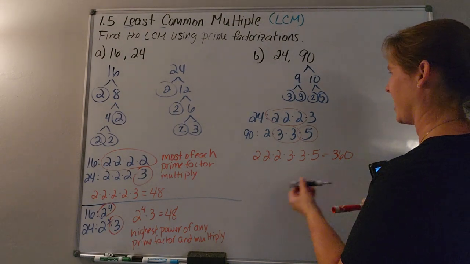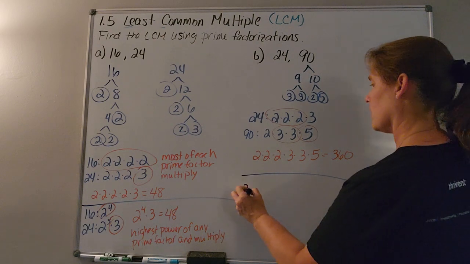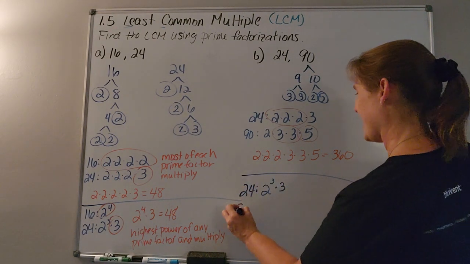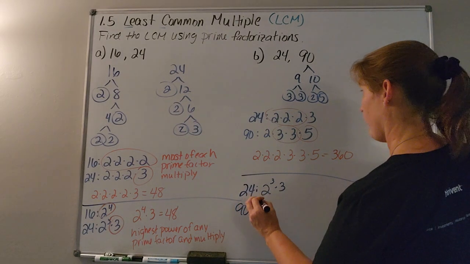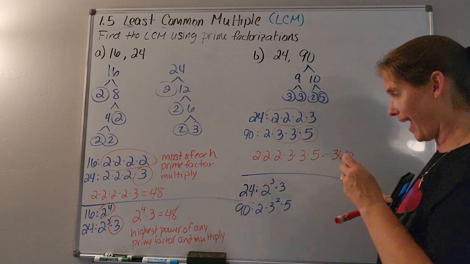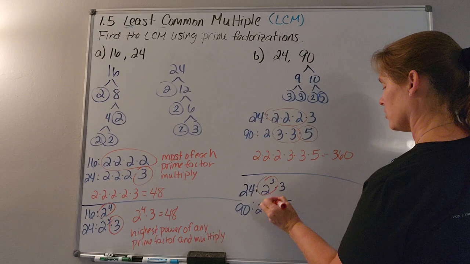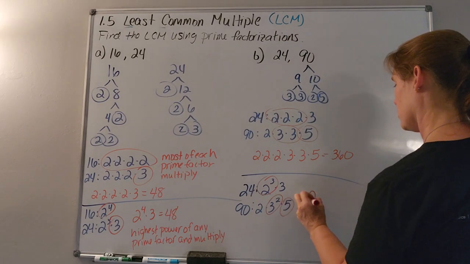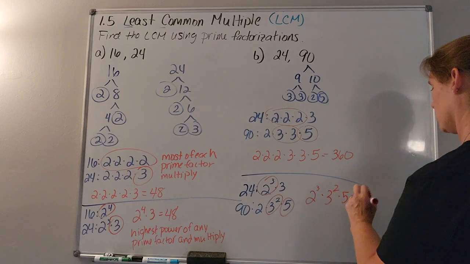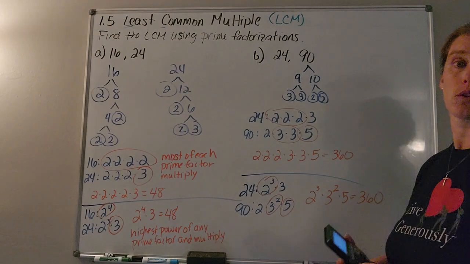Or if you say, hey, I like that whole writing things as powers, that made some sense. 24 was 2 to the 3rd times 3. 90 is 2 times 3 squared times 5. You take the highest power of any prime factor. So 2 cubed, 3 squared, and 5. 2 cubed times 3 squared times 5 also equals 360. So our least common multiple, either way you find it, is 360.